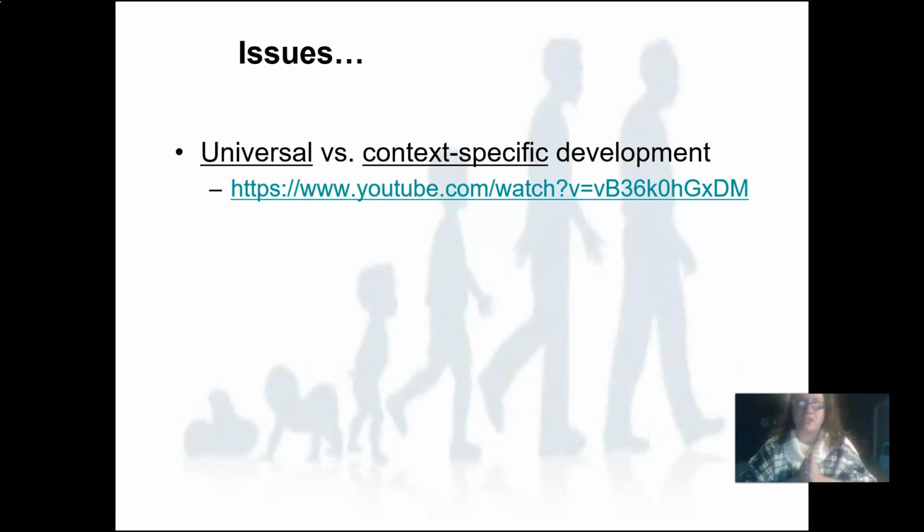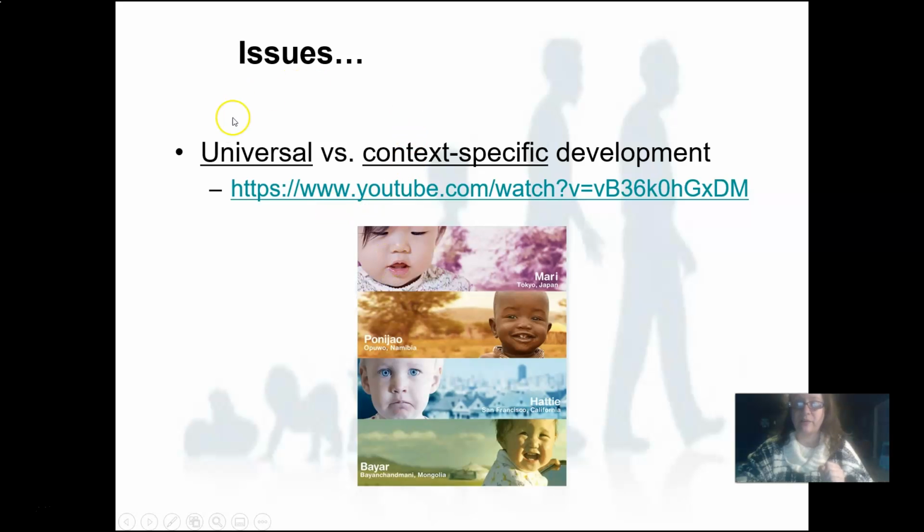As well as our other big issue of universal versus context-specific development. We see both of these in human development as well. So with universal, this is saying that we all receive input or we all have a certain thing happen to us. With context-specific, it's saying only certain groups of people have this influence. So we'll watch a movie in the course called Babies, and this is a picture and a trailer for the movie, but it really shows this idea that some parts of development are universal.